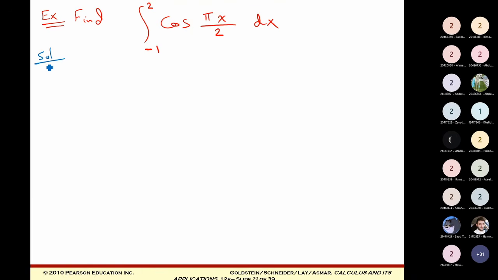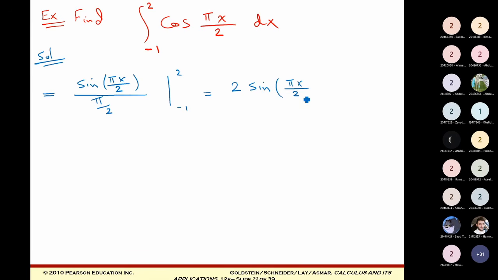Now, the solution. What's the integration of cosine? Directly sine of the same angle, over the coefficient of x. What's the coefficient of x? Pi over 2. Now we need to substitute negative 1 and 2. After simplifying the denominator of the denominator into the numerator, we have 2 sine pi x over 2, over pi.